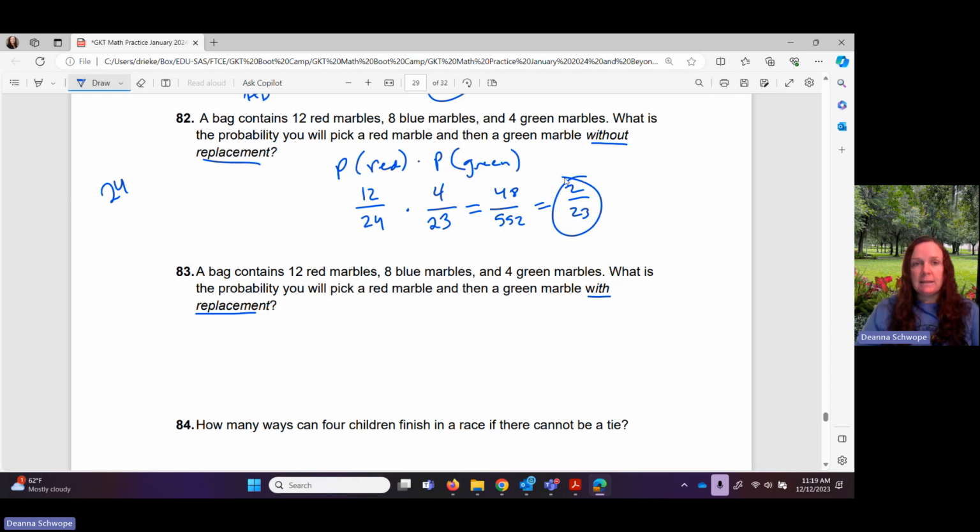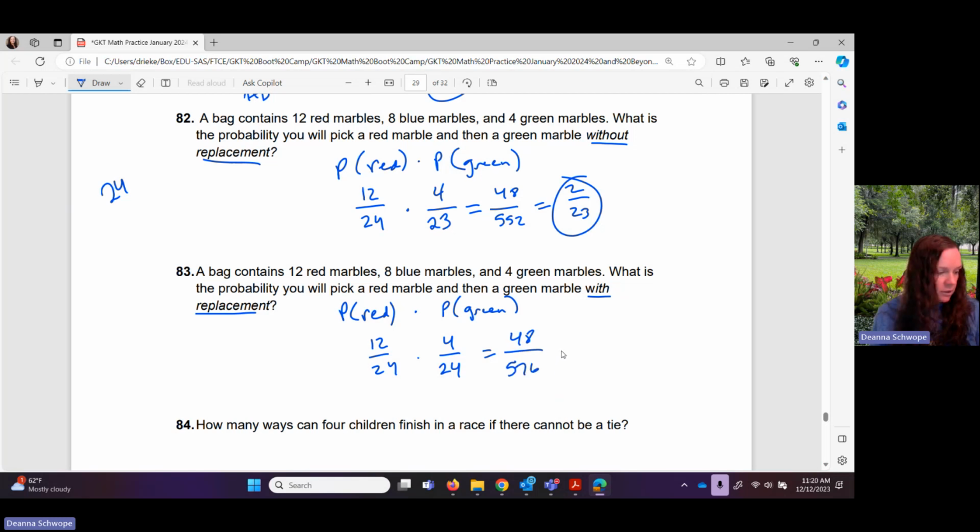All right, look, it's 83. It's the same problem, but the only difference is we did replace. So you're going to see that the denominator does not change. So it's still 12 out of 24. Then we put that one back in, so 4 out of 24 again, which comes out to 48/576, which is 1/12.